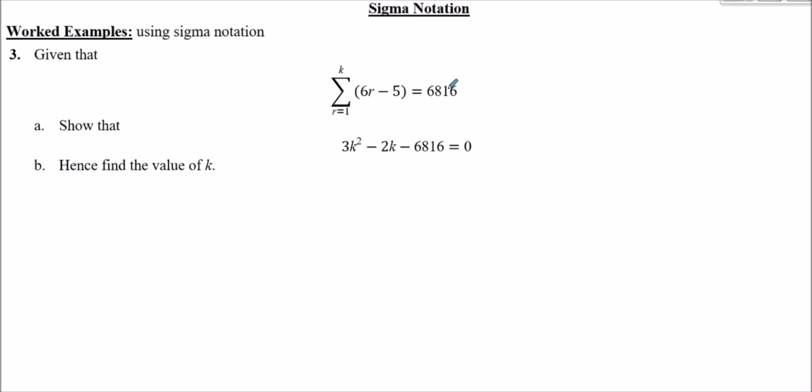So first of all, let's just think about what this means. So from 6r minus 5, r being 1 up to k, it's going to be a sum of an arithmetic series. So first of all, get the first few terms. So when r is 1, we're going to have 6 lots of 1, not plus, sorry, minus 5. So that's going to be the first term. The second term is going to be 6 times 2 minus 5.